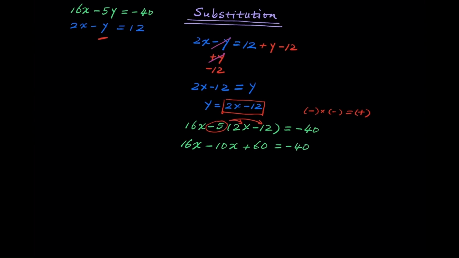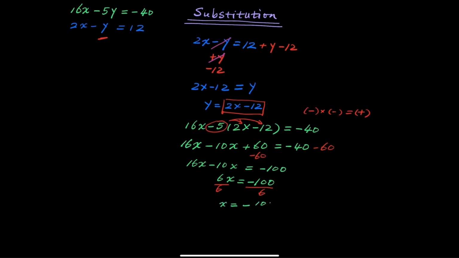Now let's move all the numbers to the right side. So we subtract 60 from the left side and also subtract 60 on the right side. So we have 16x minus 10x equals negative 100. Now 16x minus 10x is 6x. It equals negative 100. Finally, we divide both sides by 6 to solve for x. So x is negative 100 over 6. We can simplify this fraction by dividing both the numerator and denominator by 2. So eventually we get x equals negative 50 over 3.